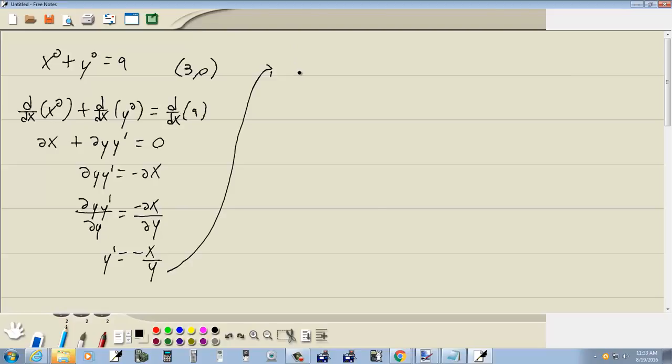Now to find m, we're going to plug in the x and the y. So we change our notation to m, and x we said was 3, so I got negative 3, and y is 0. Which means m is undefined. Now this is kind of an oddball case. m is undefined means it's a vertical line. Vertical lines are always of the form x is equal to a number. Now specifically, since my tangent has to pass through this point, and the x part of that point is 3, that's where we get x equals 3.